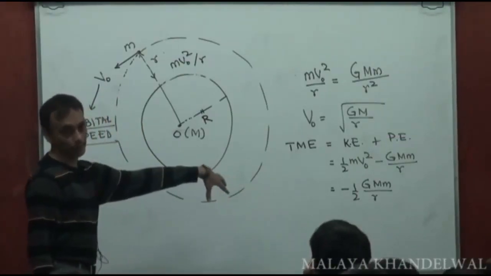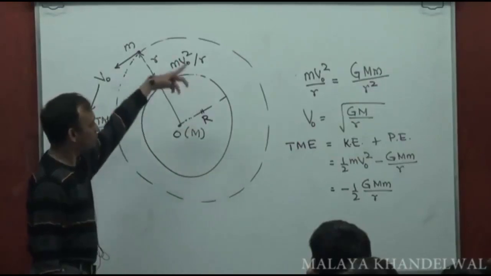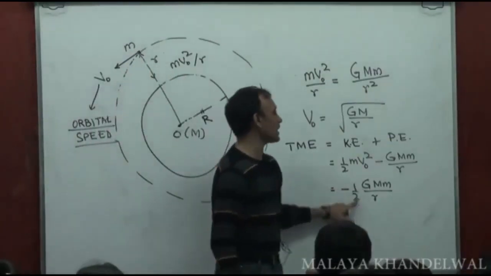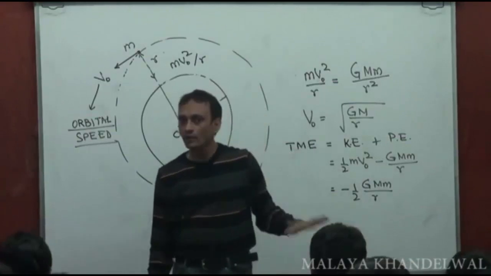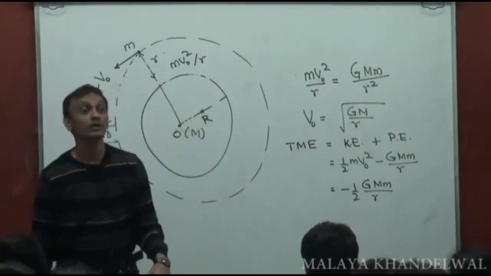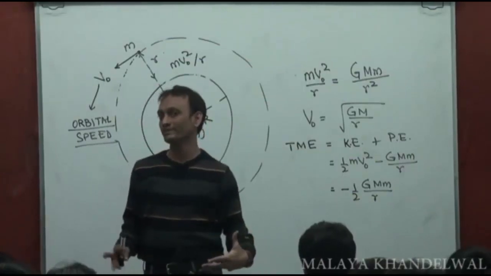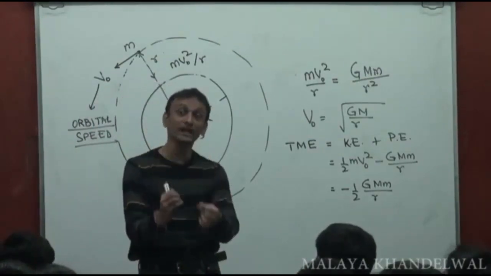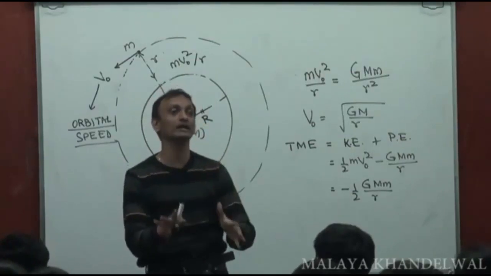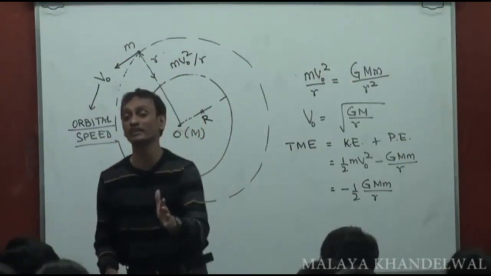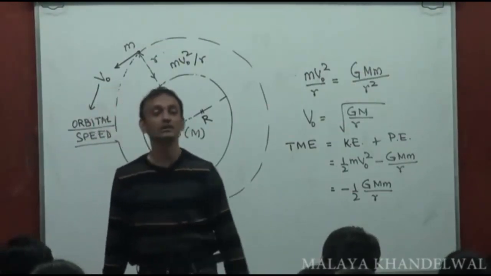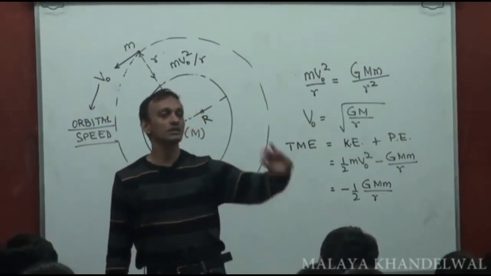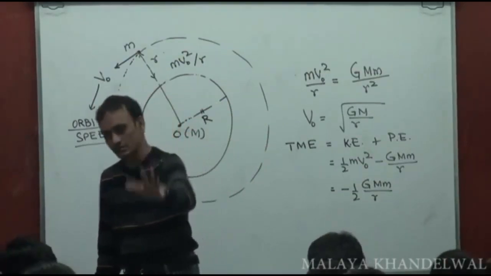So this is another result that you want to remember: for a satellite having an orbital radius small r, the total mechanical energy is minus half GMm by small r. One fact which you might want to bear in mind for the time being is, if the total mechanical energy in a gravitational field of an entity is negative, it means it's bound to the field. The particle is bound to the field, it's present inside the field. Negative mechanical energy means its boundedness to the field, right?